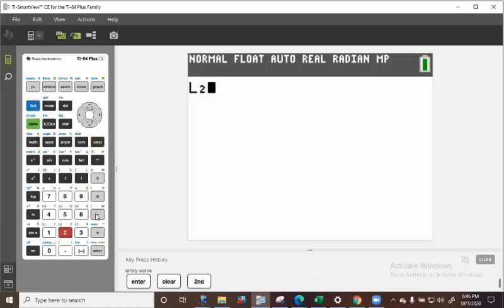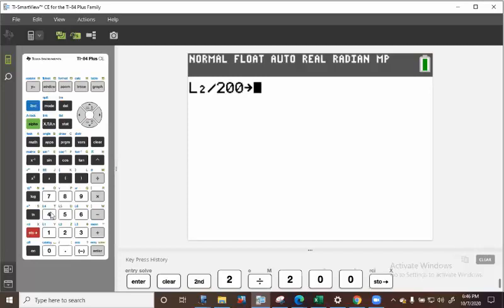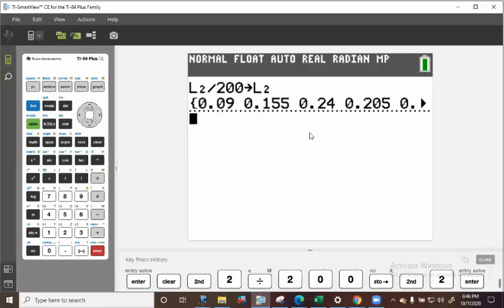I'm going to go second L2, and don't worry about this if this is not that important, divided by 200, and then right over here to the left of the 1 is this thing STO, which means store. So what that's doing is taking everything in L2 and dividing it by 200 and making a new L2, if I did this correctly. If I didn't, I'm bailing out.